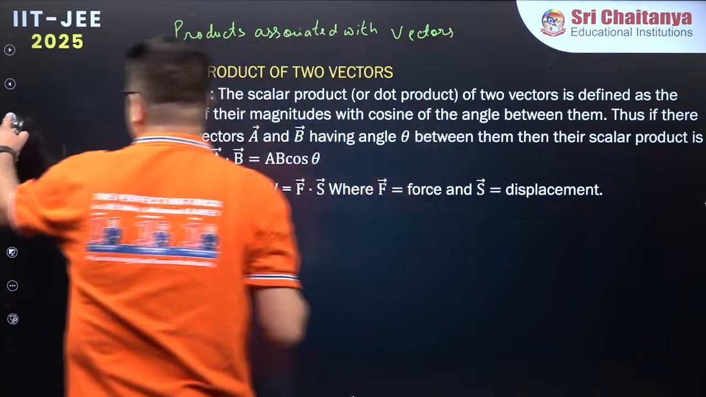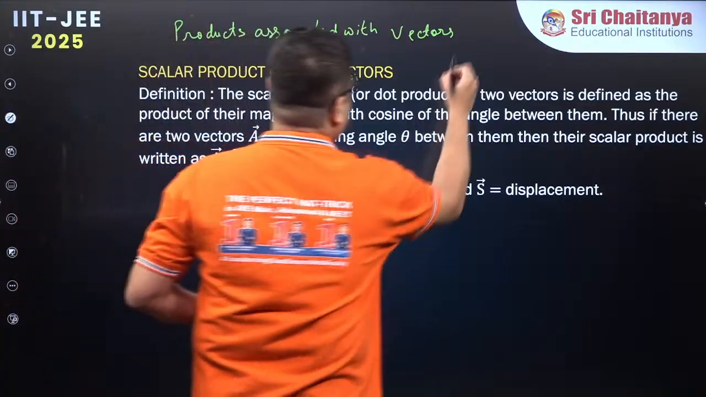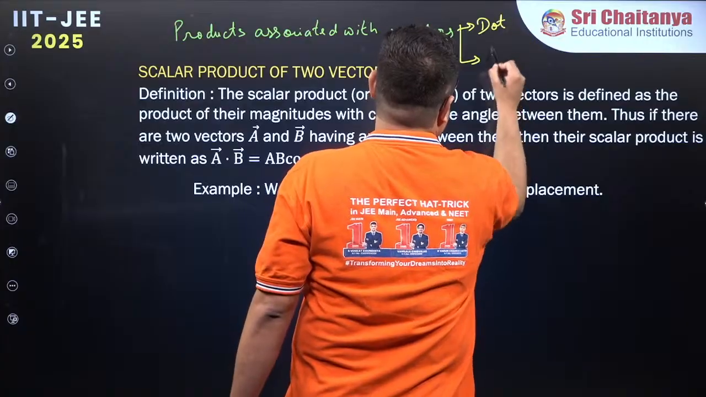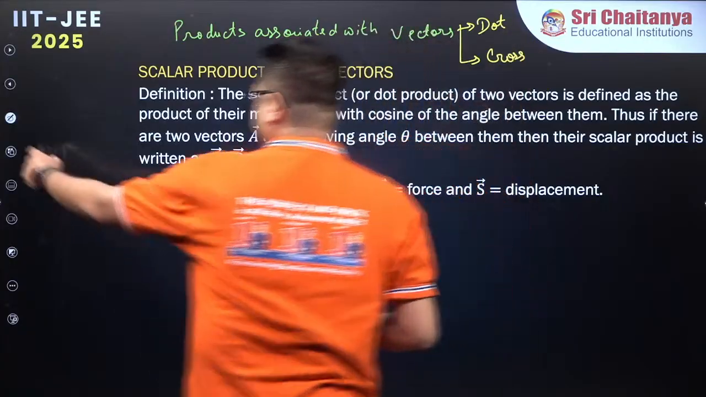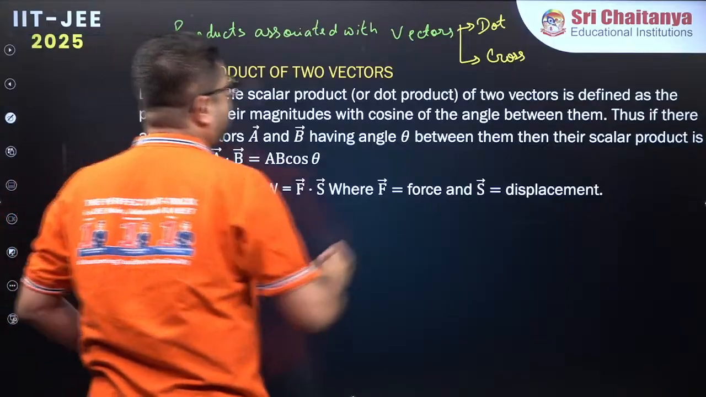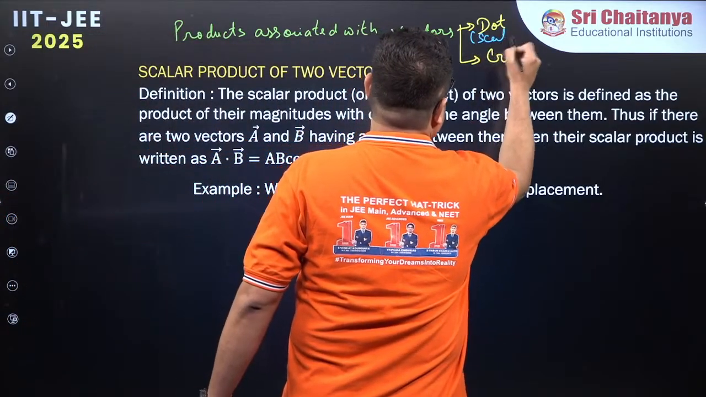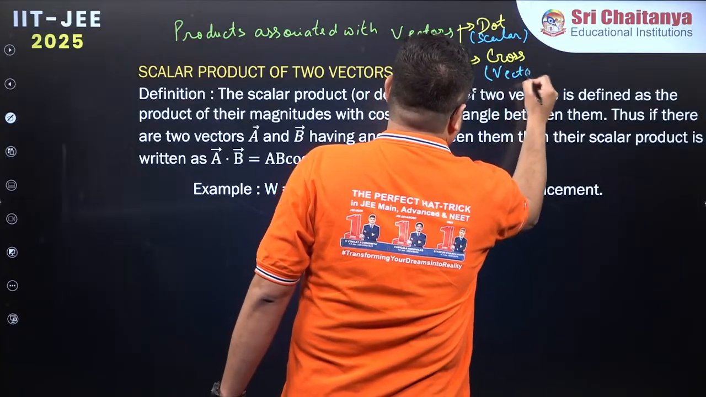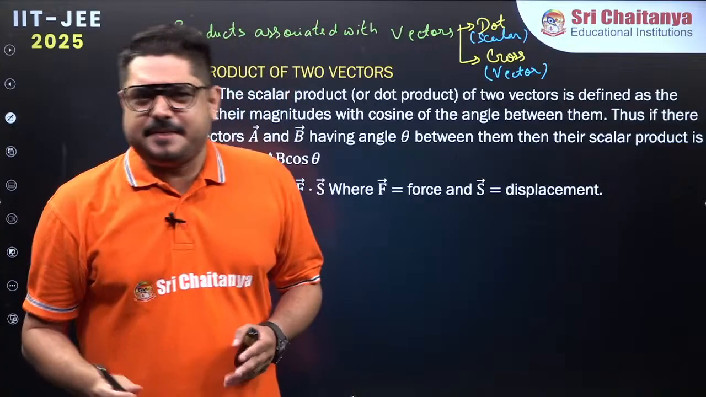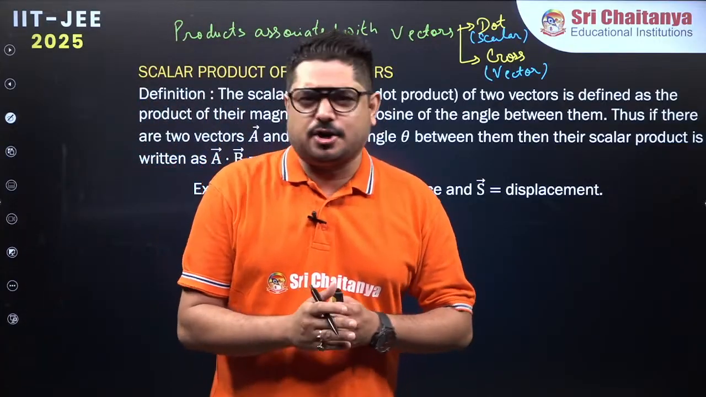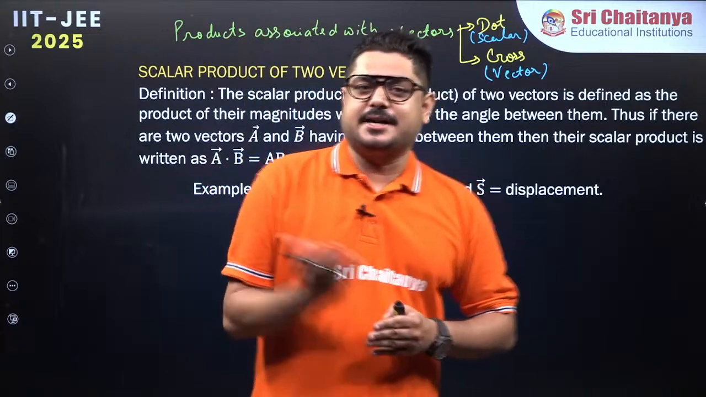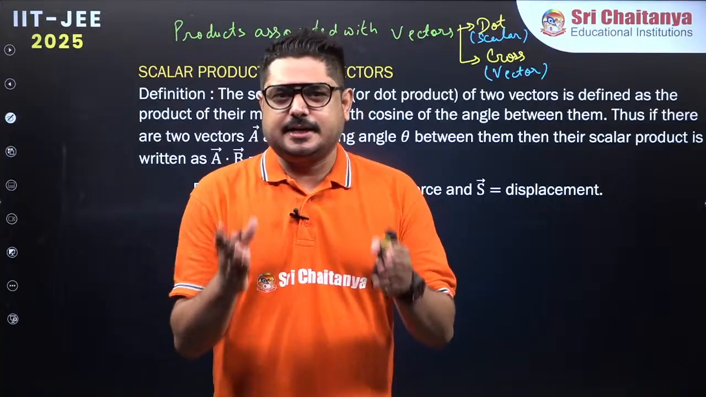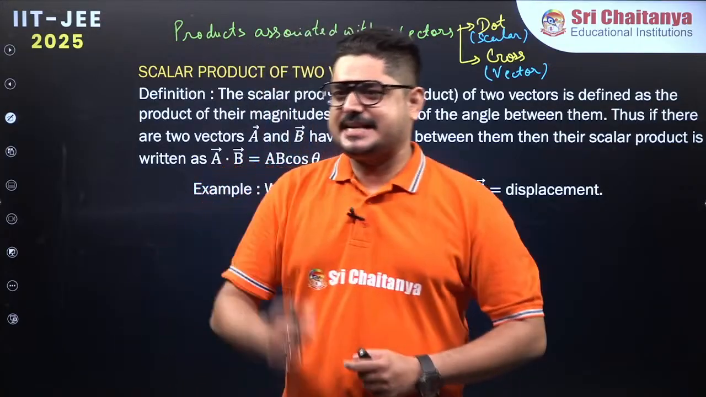There are two types of products which we are going to deal with throughout our physics curriculum. One is the dot product, another one is the cross product. The dot product is also referred to as the scalar product, whereas the cross product is referred to as the vector product. So let's get started with the scalar product, because tomorrow we have to understand the cross product. But prior to that, let's complete the concept of dot product.